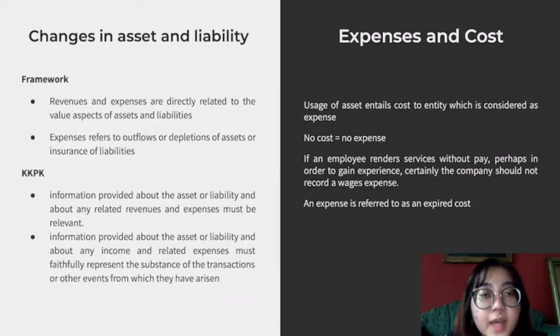And then next we have expenses and costs. The usage of an asset entails cost to the entity, which is considered an expense, where if the company has no cost it means they have no expense. For example, an employee renders services without pay, perhaps in order to gain experience. So certainly the company should not record any wages expense. And expense is also sometimes referred to as an expired cost.